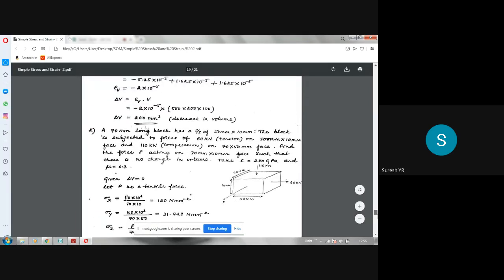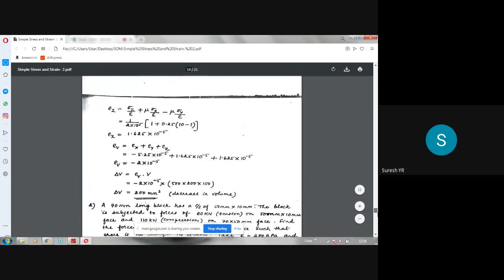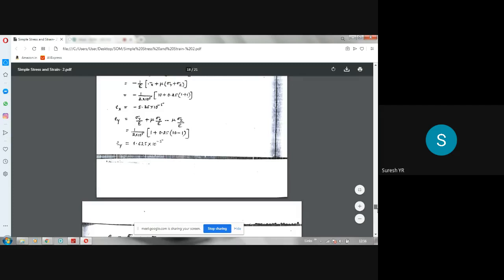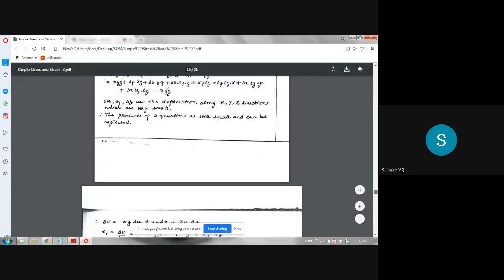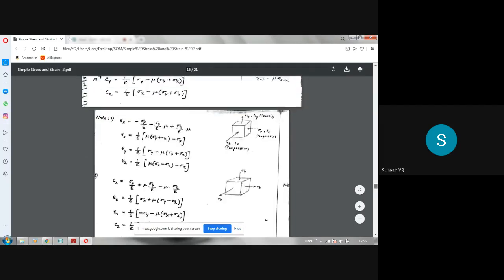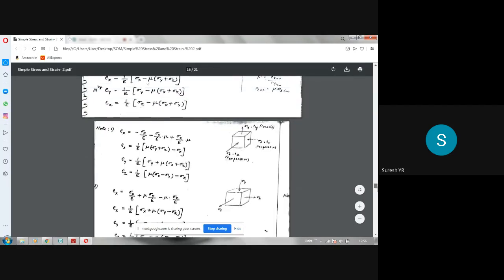So this is my notes written, and I am explaining this. Almost all the types of problems I am covering here. The only thing is you should be careful about some notations which are used in the textbooks. If you are seeing the textbook, be careful about the notations.